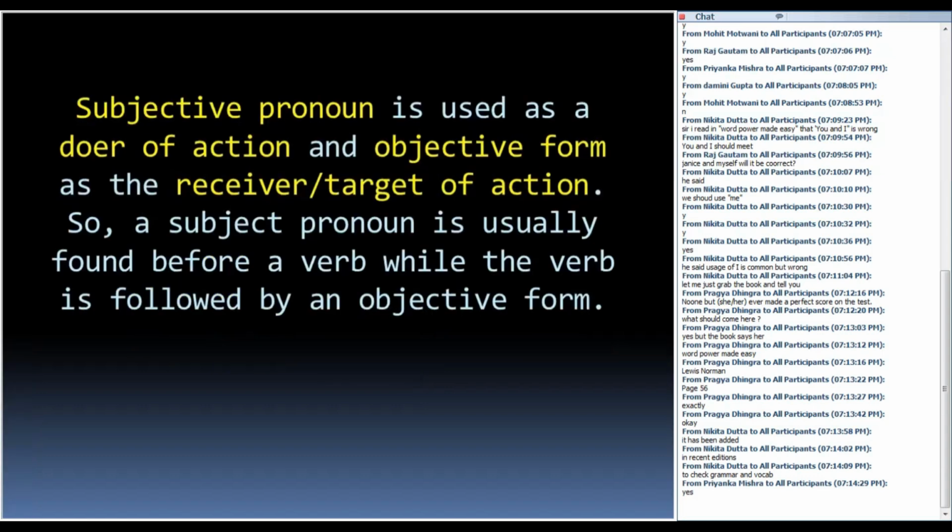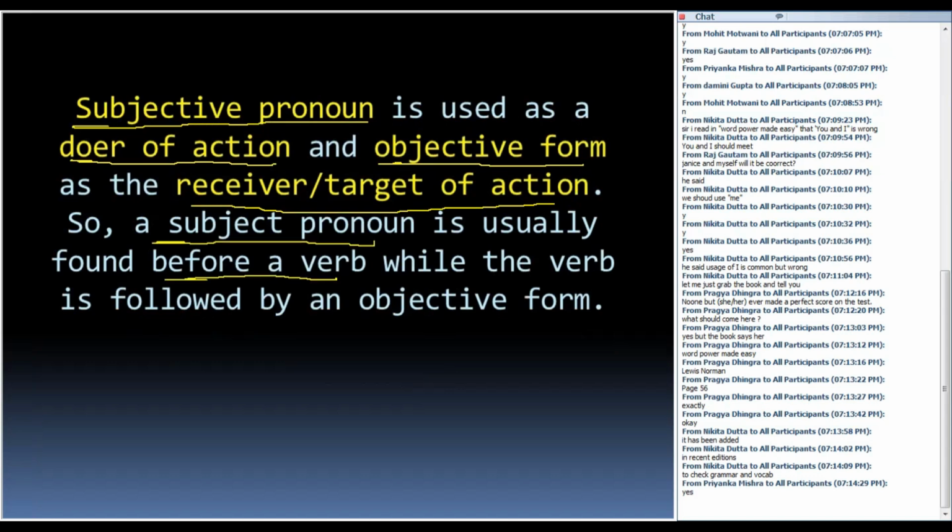Now, other things that you need to keep in mind is that whenever you use the subjective case of the pronoun, the subject is actually the doer of the action. In any sentence, the subject is the doer of the action. And the objective form is the receiver or target of the action. So this tells us that generally you will find a subjective case pronoun before a verb, and after a verb, generally the pronoun that comes will be in the objective form.